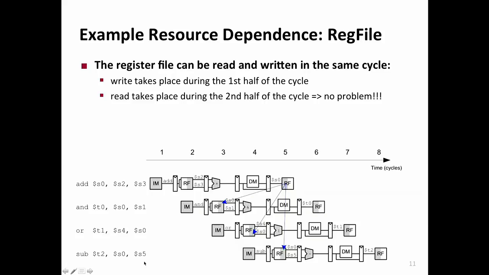And again, the sub also is dependent. It turns out it's a nice example. Basically, at this point, add is writing to the register file and sub is reading from the register file. Assuming this is true over here, write takes place in the first half and read takes place in the second half, then you don't need to do anything. There is no need for forwarding over here. Now, if this assumption was not true, you needed to do forwarding even over here.